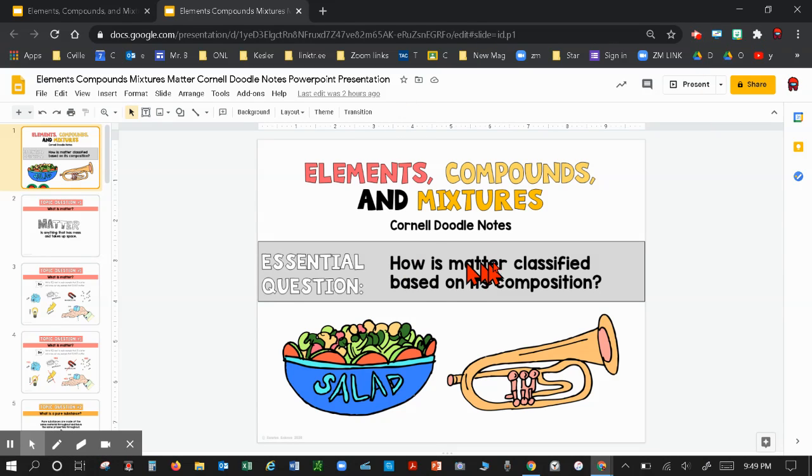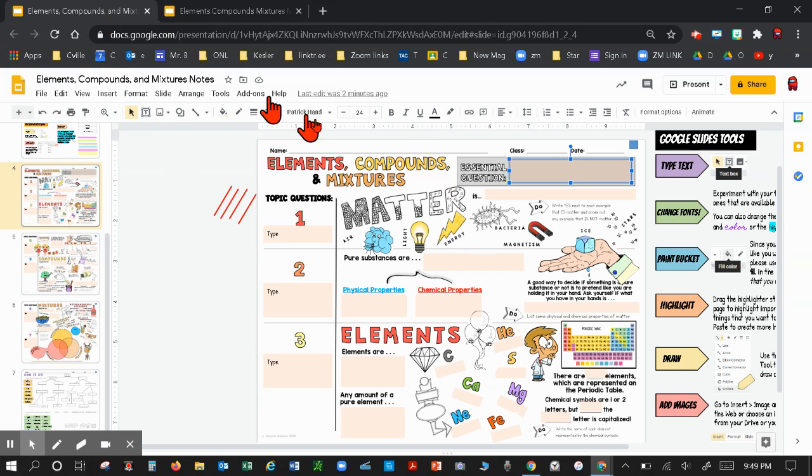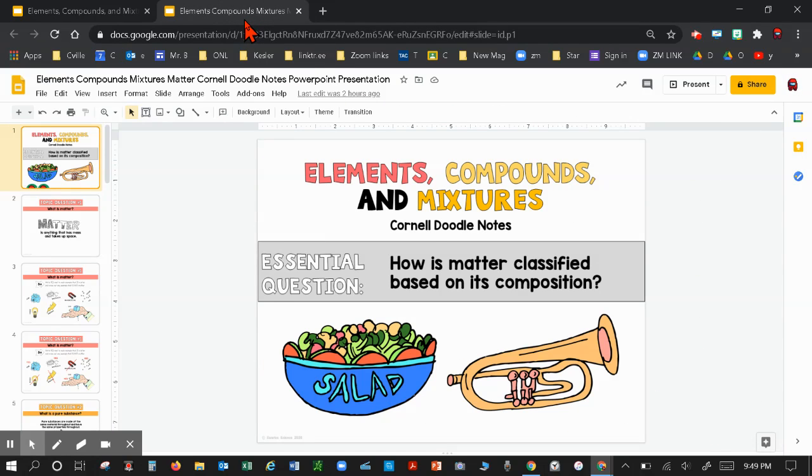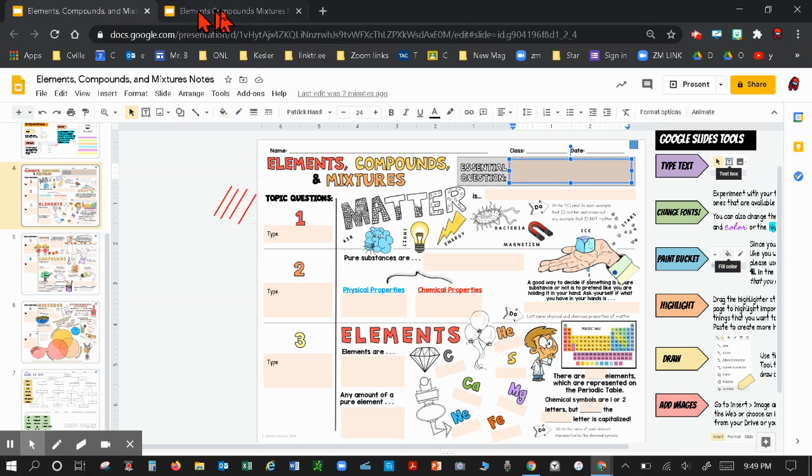So as you can see, how is matter classified based on its composition? This sentence here, you will type in your very first box up top, right up here. That's our essential question. How is matter classified based on its composition? As we look at matter, you'll notice there's all kinds of different types of matter we're going to learn about. And so we want to try to make sense of what is matter and what is the nature of matter. So let's take a look.